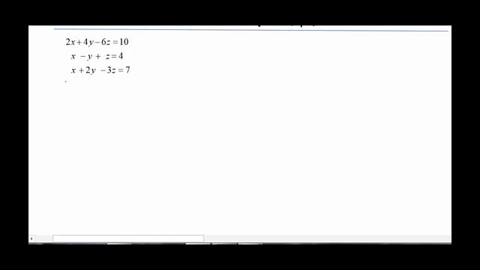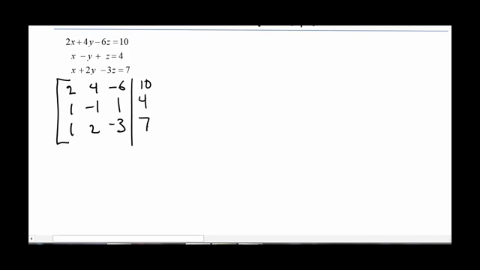Okay, so let me start off by writing our augmented matrix. So 2, 4, negative 6, and then 10, 1, negative 1, 1, and 4, 1, 2, negative 3, and 7. Okay. Now, first goal is to get a 1 in the upper left corner, so I'm going to do a row swap with row 2. All right, I could do it with row 3 if I want, but I'm going to swap it out with row 2.